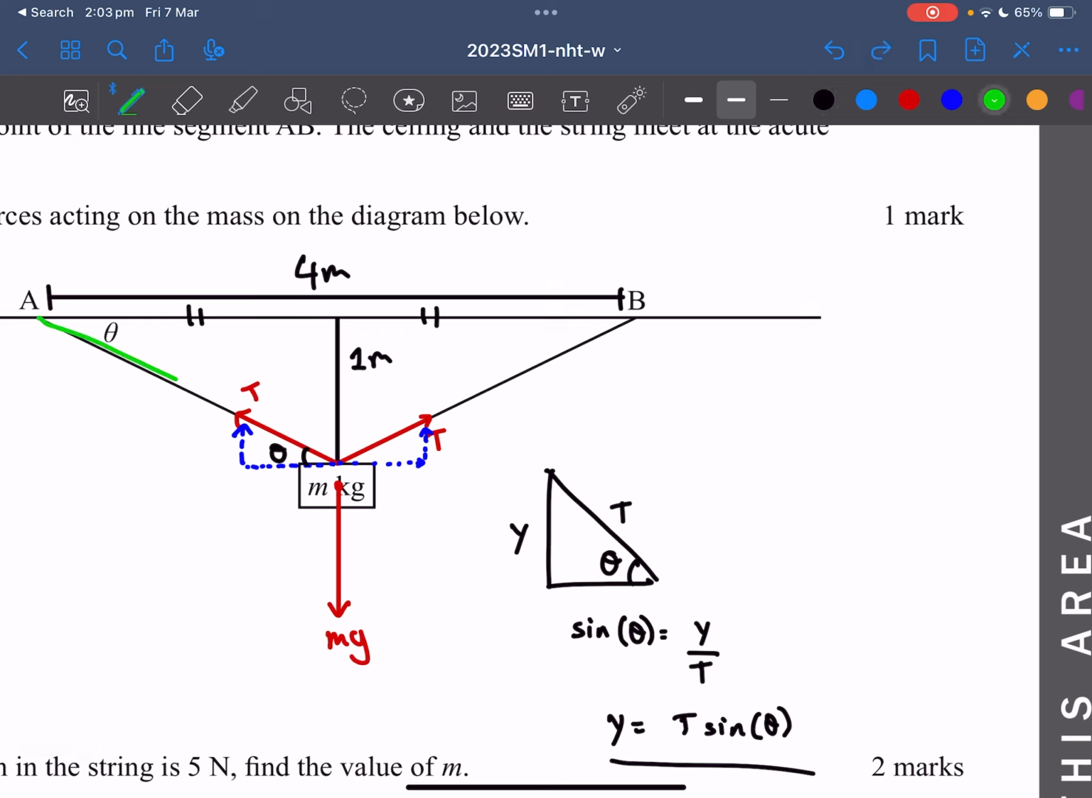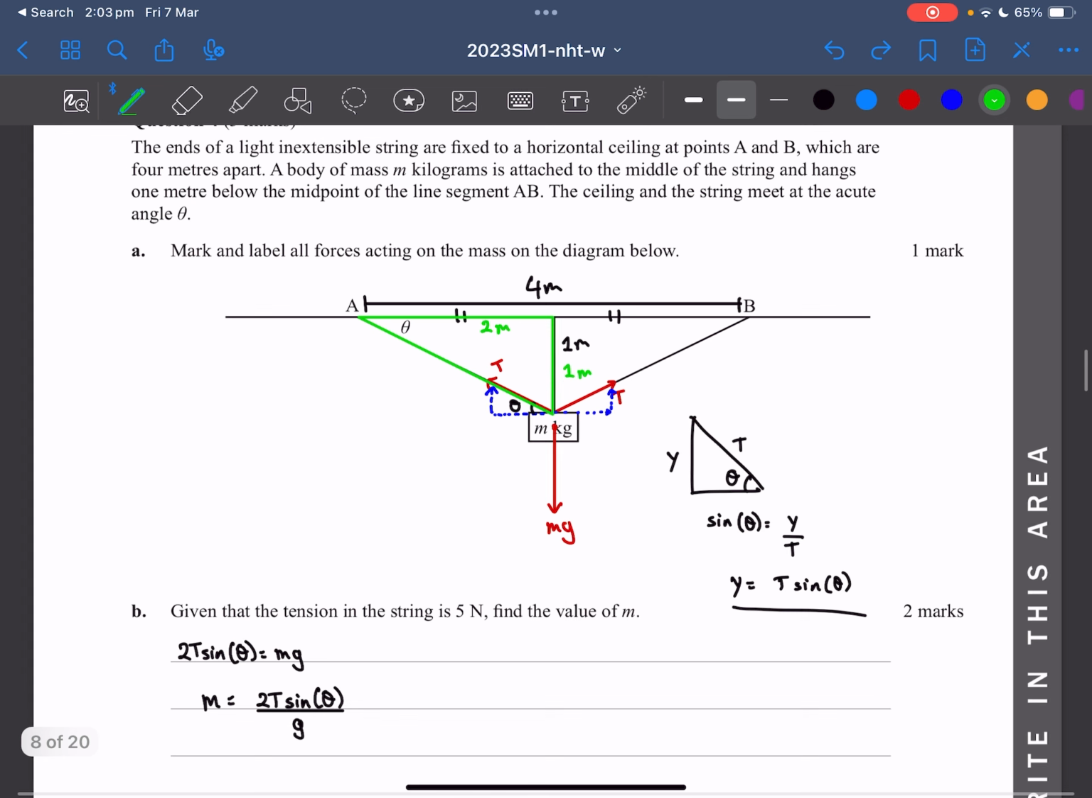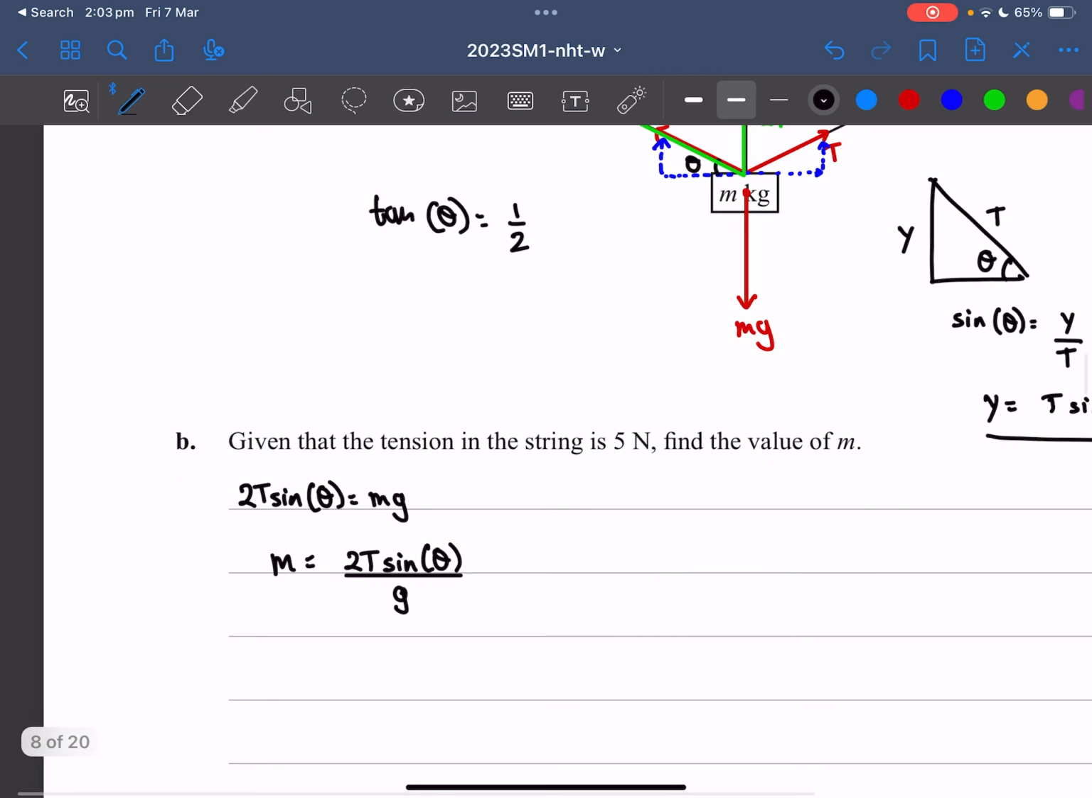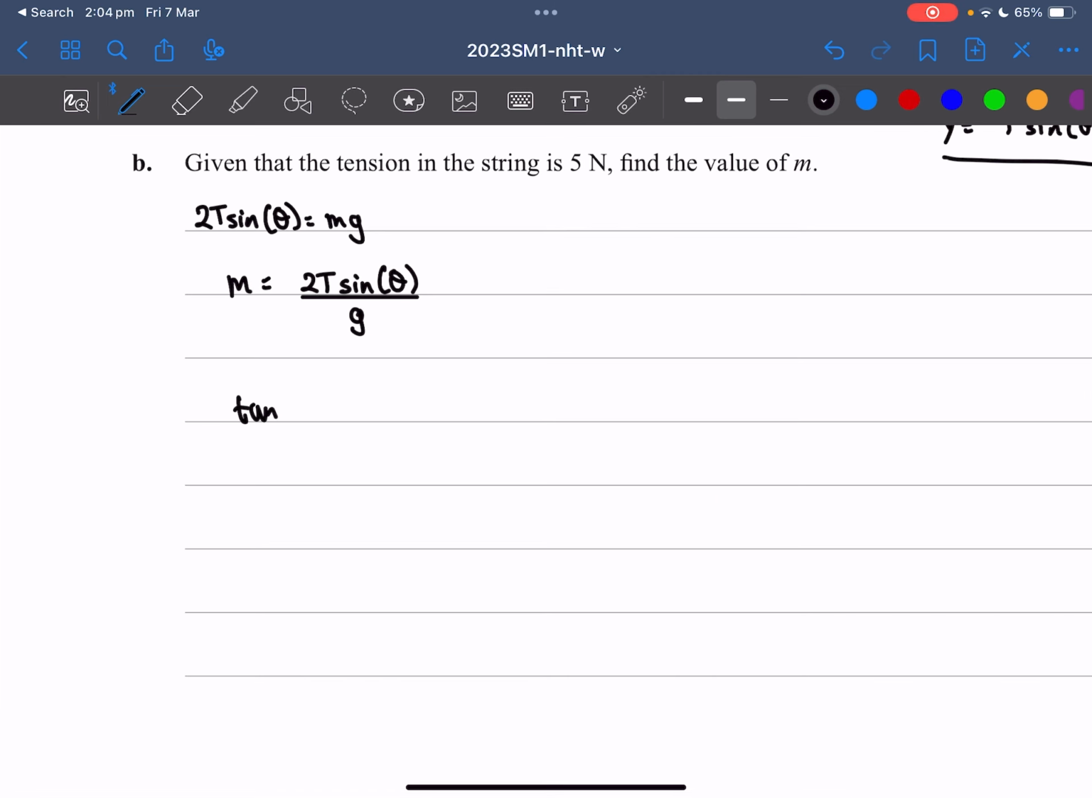So if you look at this triangle over here, we do know that this is 2 meters. We do know that this is 1 meter. And if I want to figure out this angle, we can easily do that, right? So from this, we can say that tan of theta is equal to 1 on 2, right? Okay, let me write it down. So tan of theta is equal to 1 on 2.